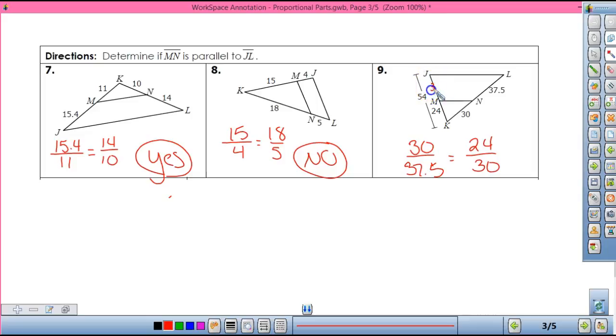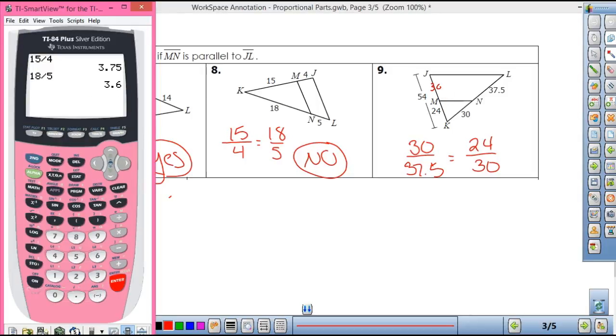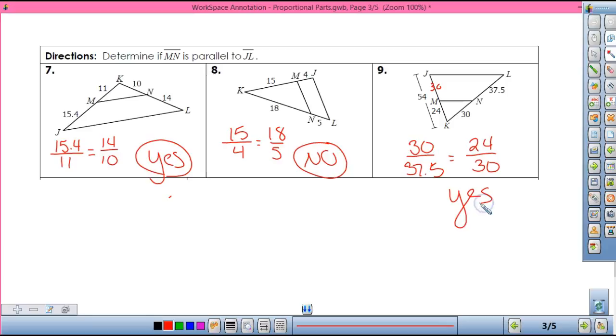Oh, okay. Oh, I'm sorry. I apologize. Oh, I see where you're coming from. My fault. All right, so now check them. 30 divided by 37.5 and 24 divided by 30. Same. So yes, they're parallel. Okay. So far so good, right?